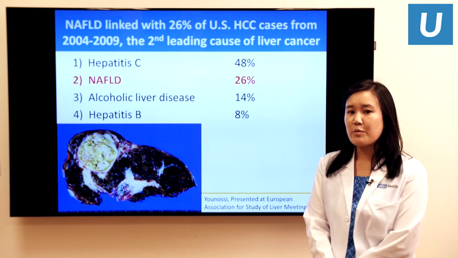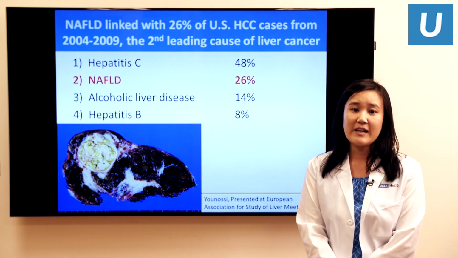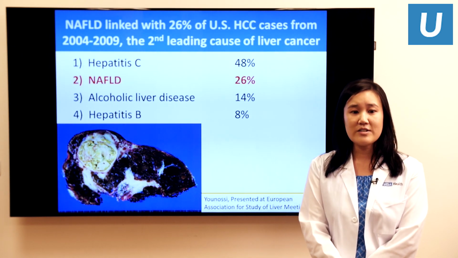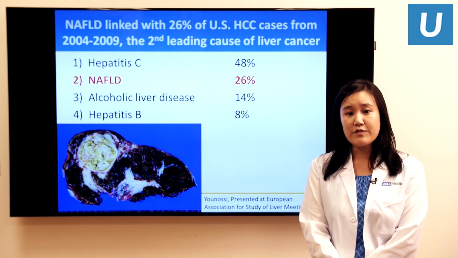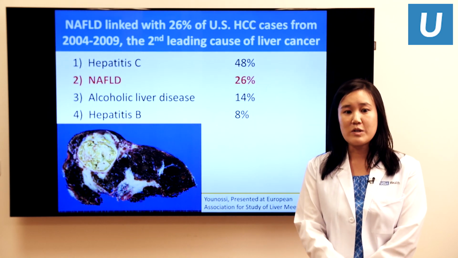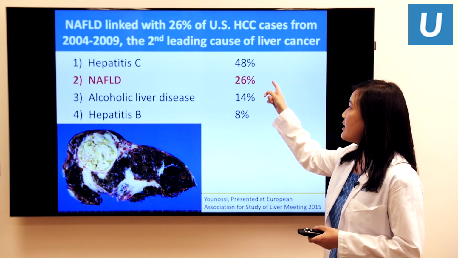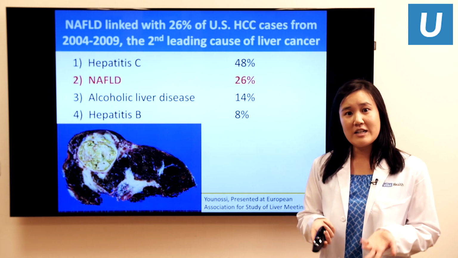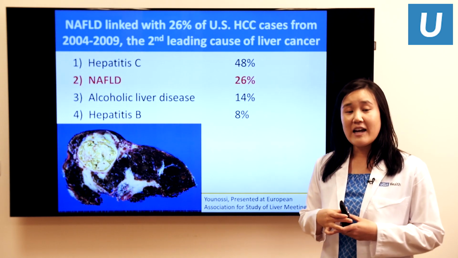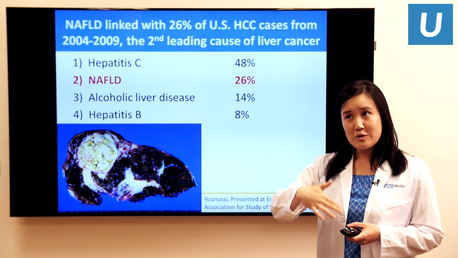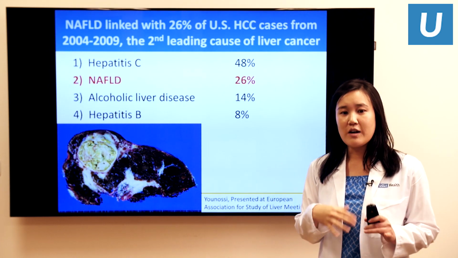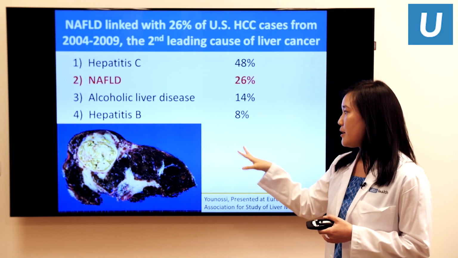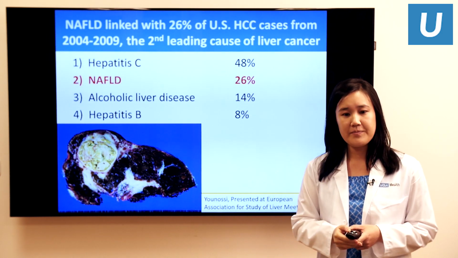Fatty liver has been linked with nearly 30% of U.S. liver cancer rates. This is looking at statistics from 2004 to 2009, and fatty liver-driven liver cancer was number 2. The number 1 cause of liver cancer is hepatitis C at 48%. But now that there is effective treatment for hepatitis C, likely fatty liver will surpass hepatitis C in terms of etiology for liver cancer. And this is an example of an unhealthy liver with liver cancer.